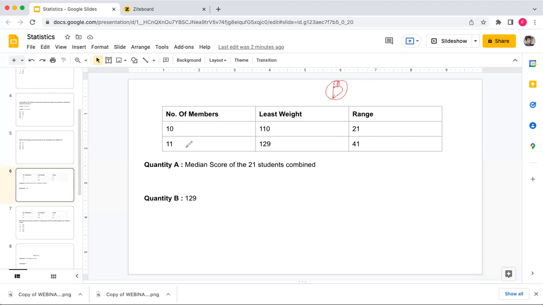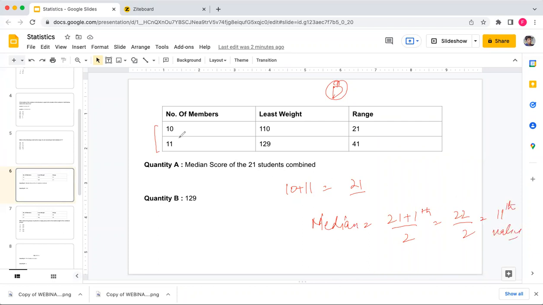There is a reason for that. First of all, the total number of members is 10 plus 1 plus 10, which is 21. So what will be the median value? For an odd count, the median will be the (21 plus 1) divided by 2, which is 22 divided by 2, that is the 11th value.